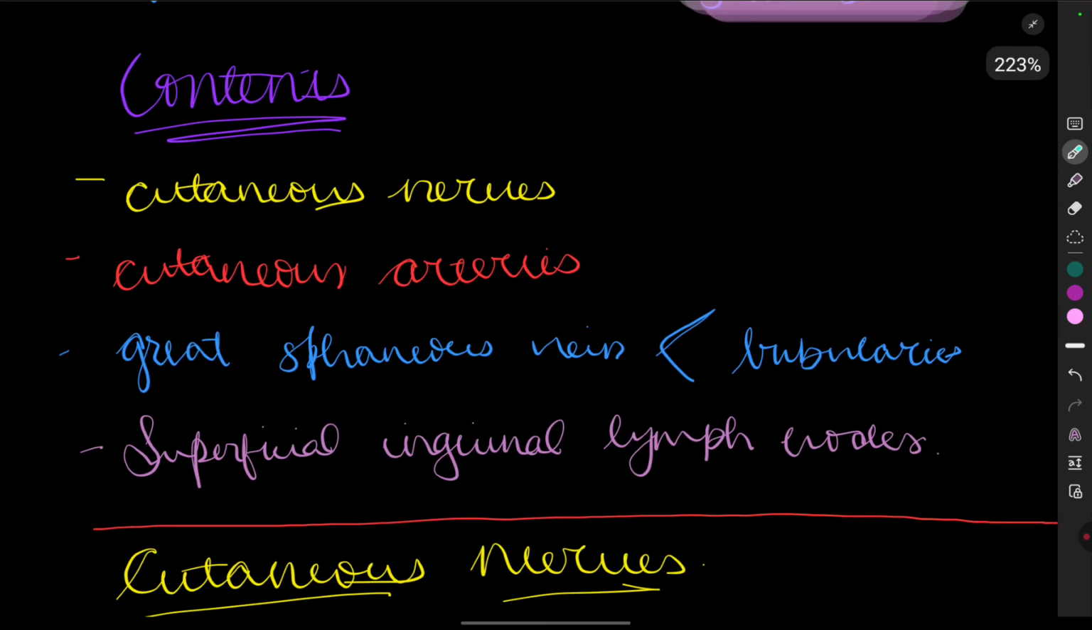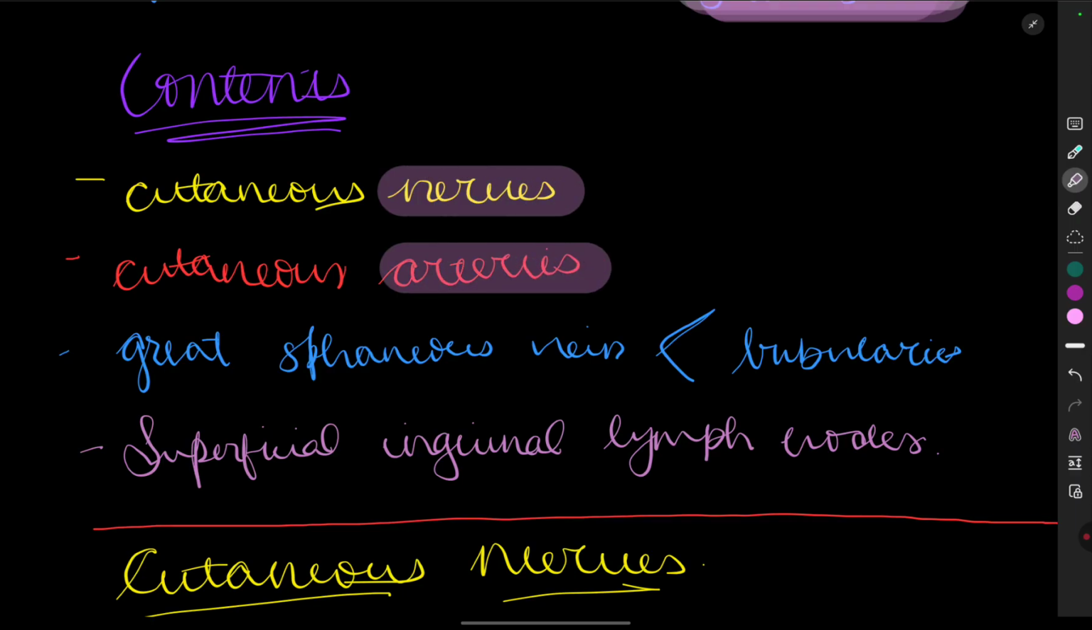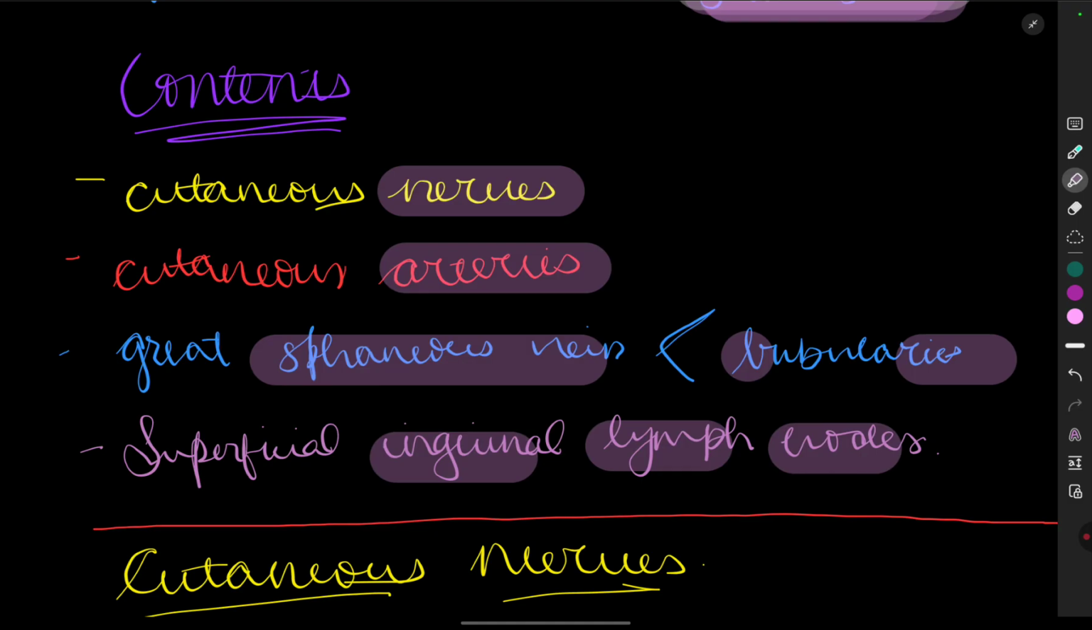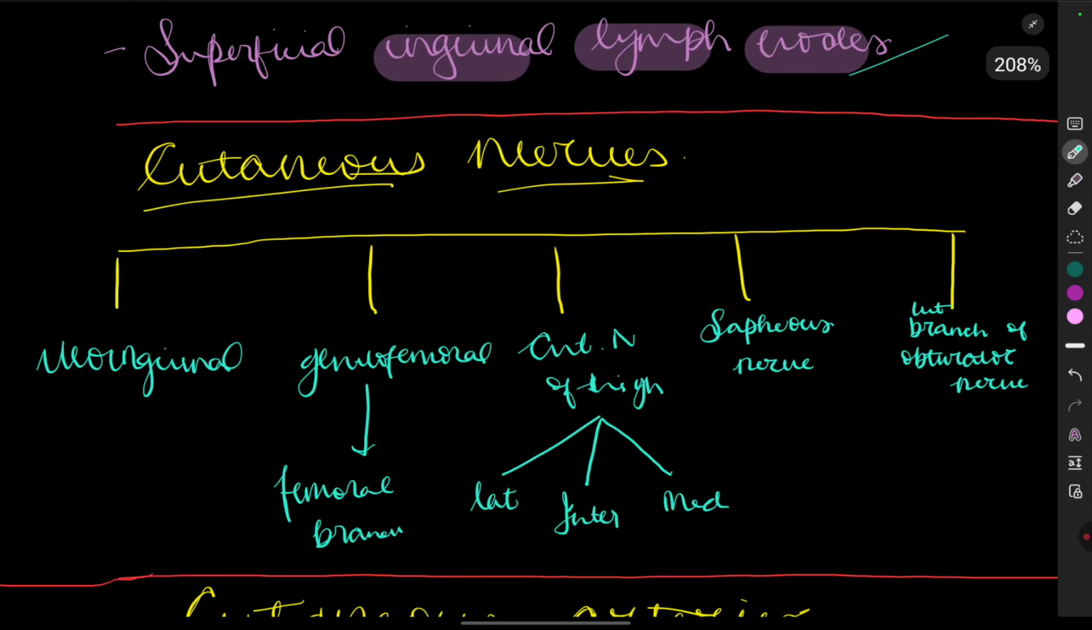Now the contents of the superficial fascia are of course the cutaneous nerves, the cutaneous arteries, the great or long saphenous vein and its tributaries, and the superficial inguinal lymph nodes. You see the thing that I have done here, that I have used yellow for the nerves, red for the arteries, blue for the veins, and purple or pink for the lymphatics. Now we are going to study the cutaneous nerves, but remember that we have already studied all the nerves in the lumbar plexus.